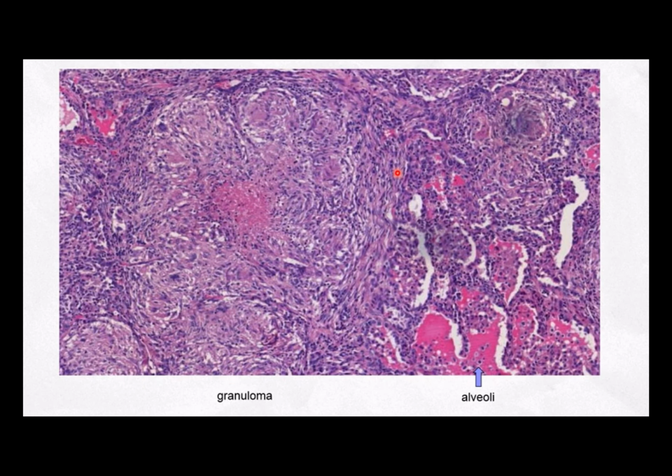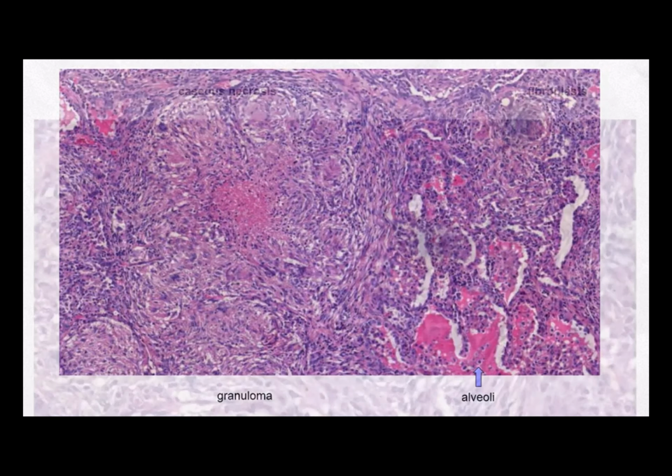Look at the picture. This is a well-defined granuloma. It's composed of a central caseous necrosis, epithelioid cells, and some lymphocytes. In this area, we can also find some alveoli, but these alveoli are not normal. They are filled with edema fluid and some inflammatory cells.